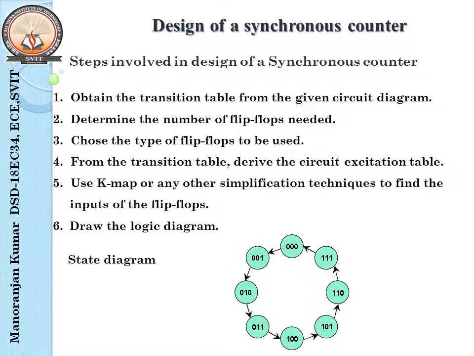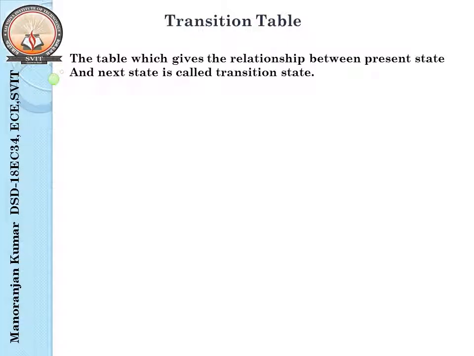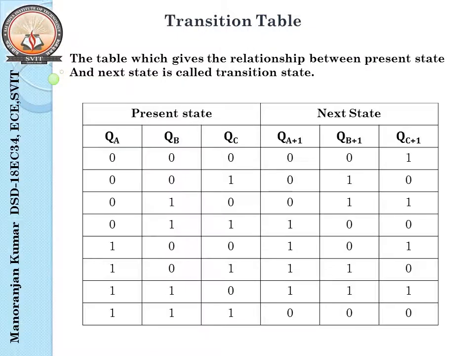Okay, let us go to next. So as I told you, the transition table gives the relationship between present state and the next state, which we call a transition table. As I told you when we were discussing the state diagram in the last slide, when we are standing at 0, 1 will be my next state. That is what I told you already.